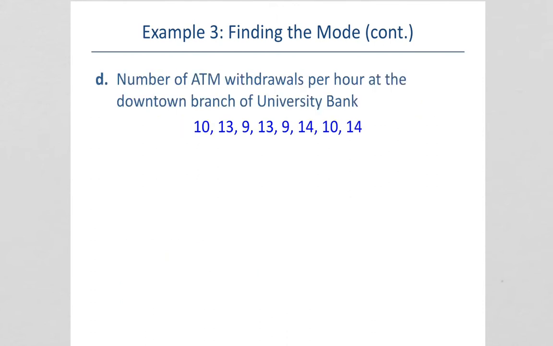And last, the number of ATM withdrawals per hour at the downtown branch of University Bank. 10 is used twice. 13 is used twice. 9 is used twice. And 14 is used twice. They're all used twice. So there is no mode.